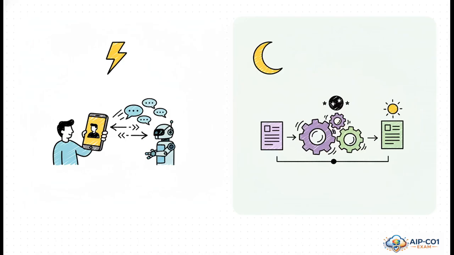Okay, let's talk about latency, or speed. If you're building a chatbot that people are talking to in real time, every single millisecond counts. You need a fast, snappy model. But if you're just summarizing a long report overnight, well, then you can afford to use a slower, maybe more powerful model to get a really high-quality result. It's all about matching the tool to the urgency of the task.